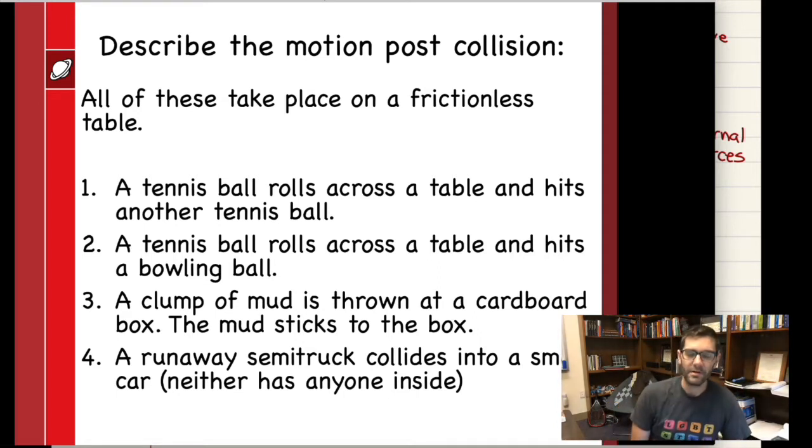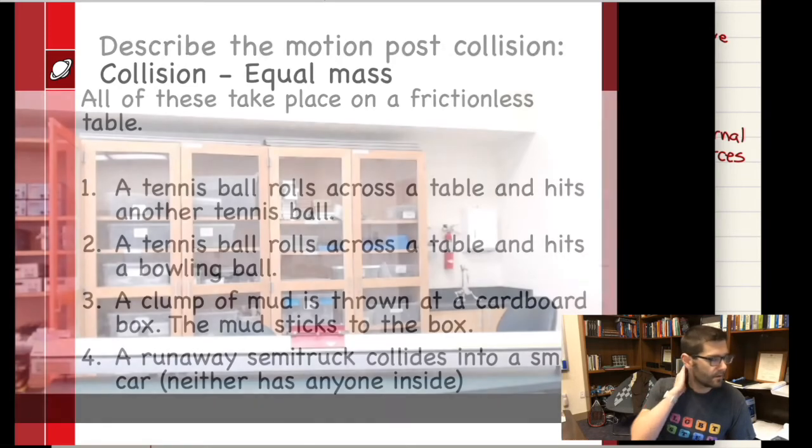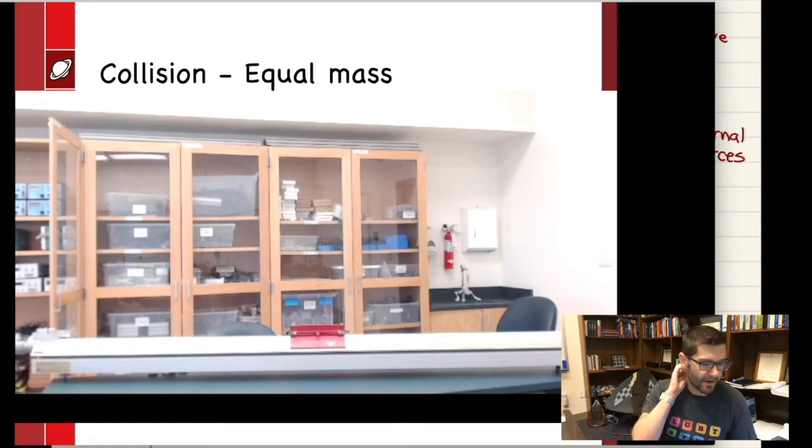But the ones that are a little bit harder are maybe 1 and 3. Where they're about the same size and they hit each other, what's going on? And then when they're about the same mass and they hit, what's going on? And then for number 3, they're about the same mass, but they stick. What's going on? So we can demonstrate this using our air track.